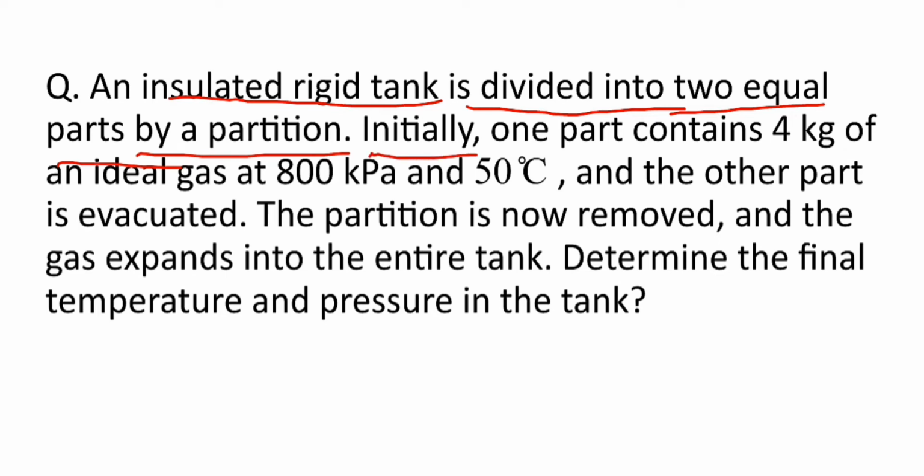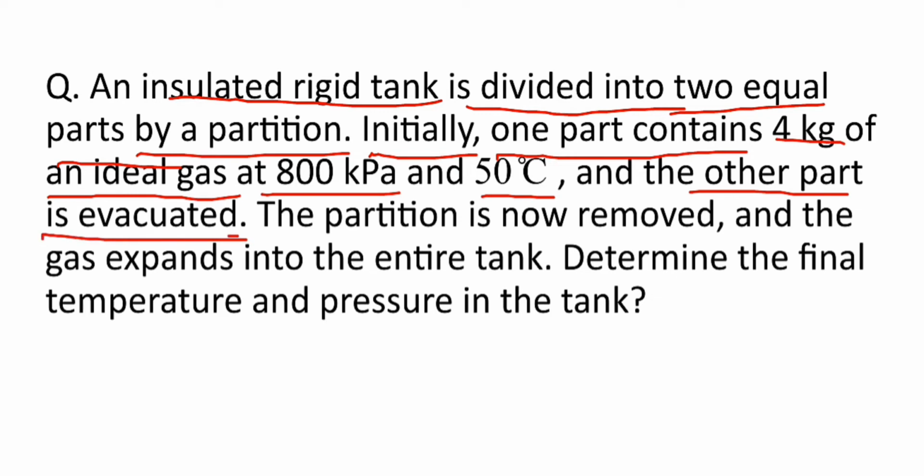Initially one part contains 4 kg of ideal gas at 800 kilopascal pressure and temperature of 15 degrees Celsius, and the other part is evacuated. The meaning of evacuated is there is no gas in the other part of the partition, that is, the other part is vacuum. When the partition is removed, the gas expands into the entire tank. Since the other part is vacuum, when the partition layer is removed the gas will definitely expand throughout the entire tank.